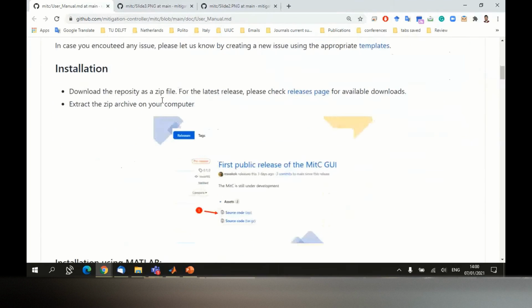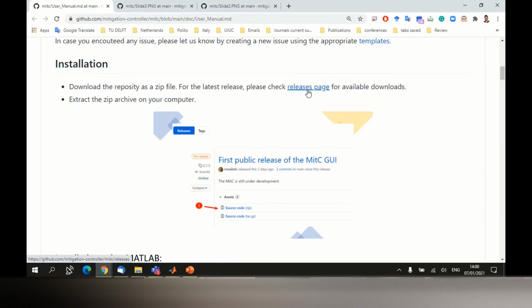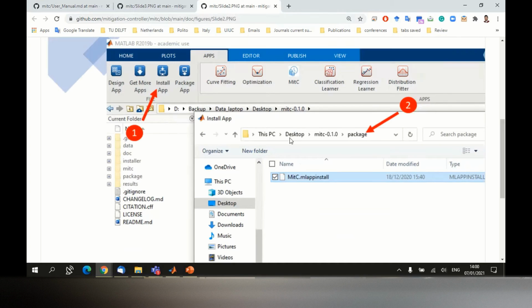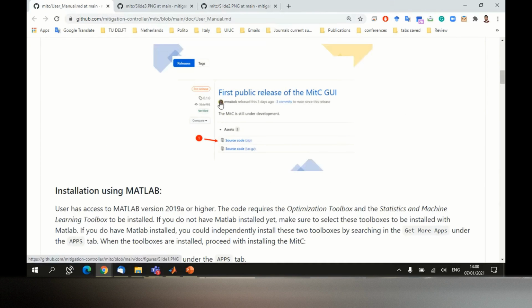For the installation, of course, there is a package that you have to download first, in which you have all the functions that the mitigation controller uses. So just download it. I put all the steps here in the figures. You can click on the figure, of course, and you get a bigger screen with higher resolution.